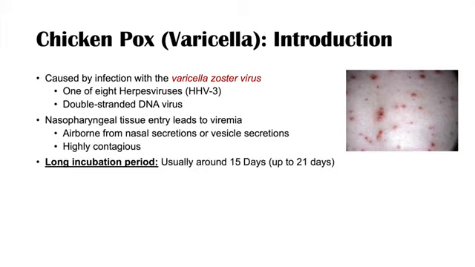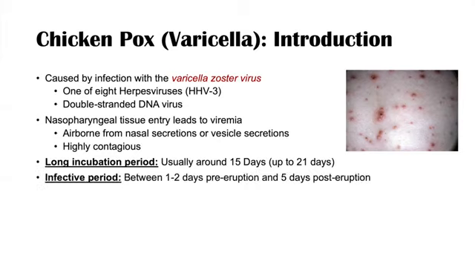So when an individual does become infected, there is a long incubation period. This incubation period can last upwards of 21 days, but it's usually around 15 days. So after an individual becomes infected with the virus, it takes around 15 days for them to show signs and symptoms. When they do begin to show signs and symptoms, they have eruption of vesicles. And we'll talk more about that in the next couple of slides.